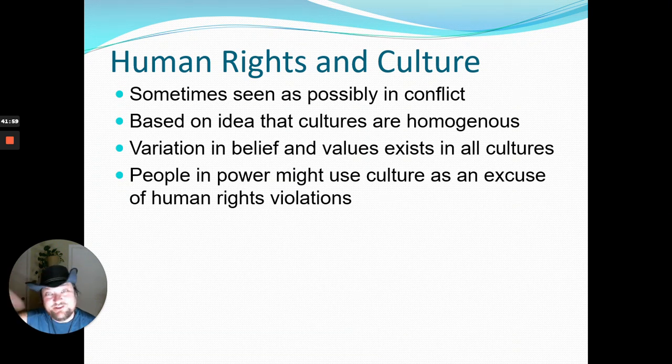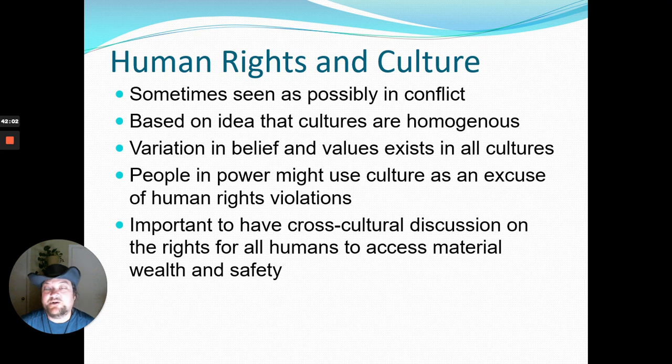The instructions, you've probably already seen the instructions by now. The final point here is that it is important to have cross-cultural discussion on the rights of all humans to access material wealth and safety and health and all those things that go together, because it doesn't have to be a conflict between individual human rights and culture. Even if you have societies where culturally they're more community-based, or, I always forget the word, the opposite of individualistic, brain fart, I'm missing the word, the opposite of individualism, collectivist, there we go, it came to me.